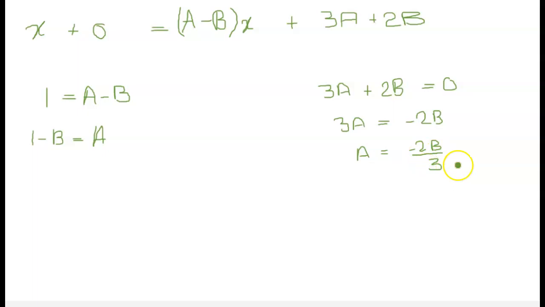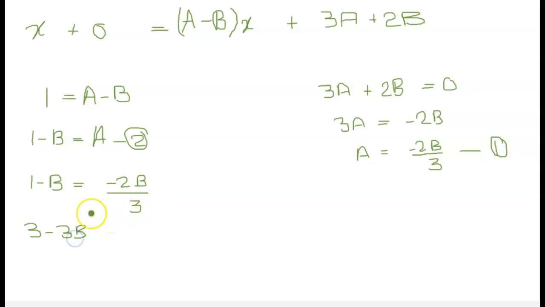Now this value for the a, I can actually put here. So this equation, I'm going to call equation 1, and that one equation 2. So I'm going to put the value of the a back into this equation. So I go 1 minus b equals minus 2b over 3. Now I'm going to solve the equation. Move that 3 on that side. So that becomes 3 minus 3b. You multiply this on this side. That equals minus 2b.